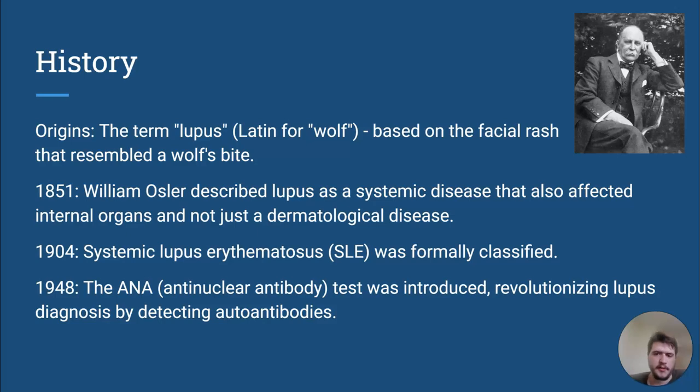Lupus comes from the Latin for wolf because of the facial rash that is very common in lupus cases. Now it's called a butterfly or a malar rash. In 1851, William Osler described it as a systemic disease, mainly that it affects internal organs and not just the skin. In 1904, it was given a formal classification, and then, as we come through the 1900s, we start getting specific antibody tests to help detect lupus and other similar autoimmune disorders.